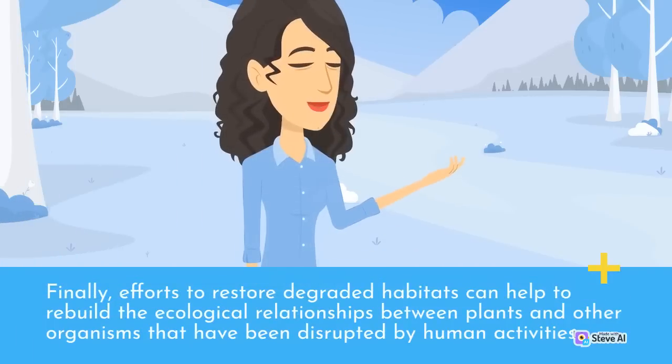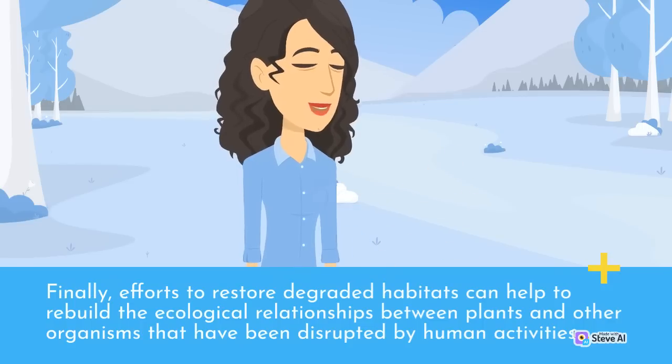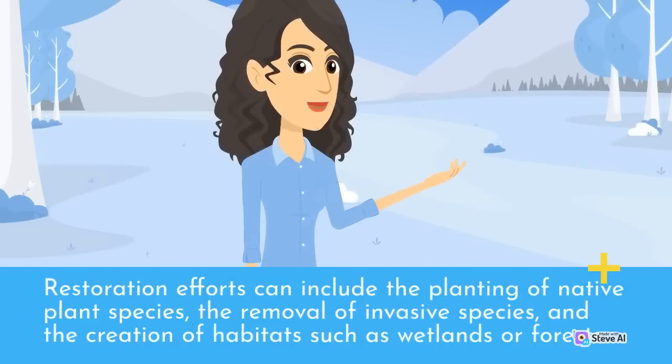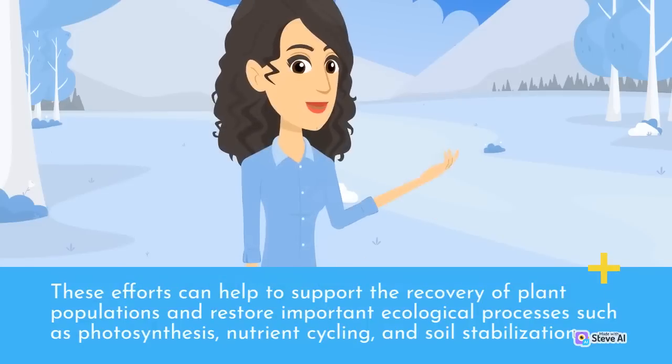Finally, efforts to restore degraded habitats can help to rebuild the ecological relationships between plants and other organisms that have been disrupted by human activities. Restoration efforts can include the planting of native plant species, the removal of invasive species, and the creation of habitats such as wetlands or forests. These efforts can help to support the recovery of plant populations and restore important ecological processes such as photosynthesis, nutrient cycling, and soil stabilization.